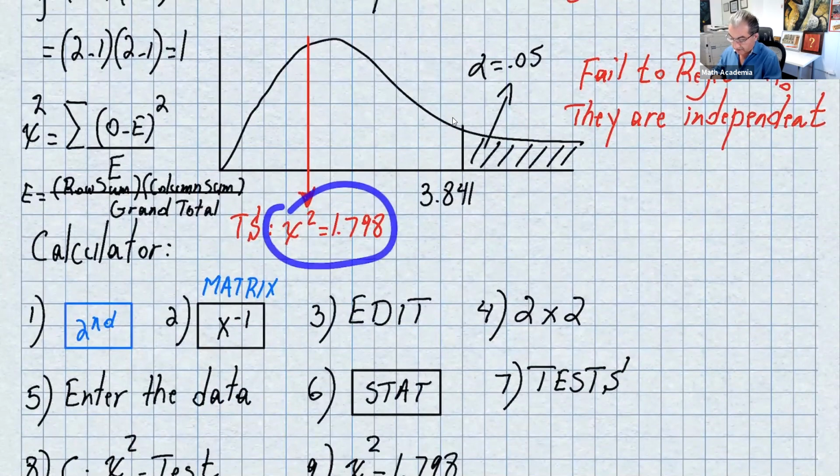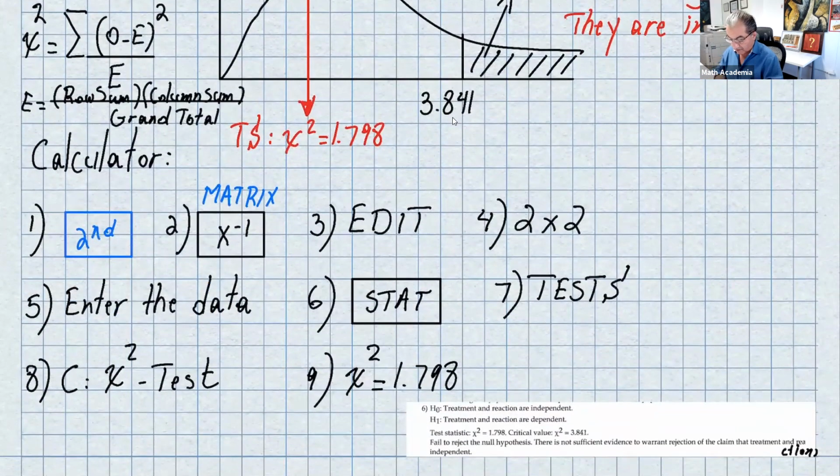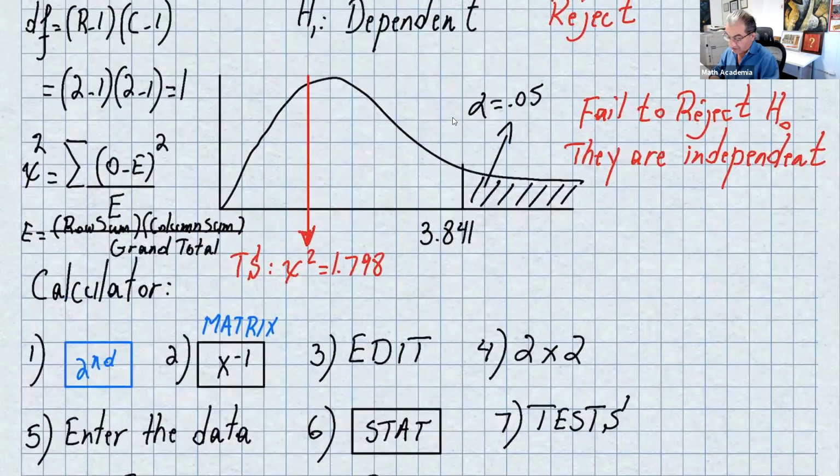So here, that's what we got from the calculator. And again, I put all the steps for you. So follow these steps: second function, then you go to matrix, edit, pick 2 by 2 matrix, enter the data, go to stat again, test, go to chi-square test, and get the critical value, which is 1.798. So that's in the non-shaded region.